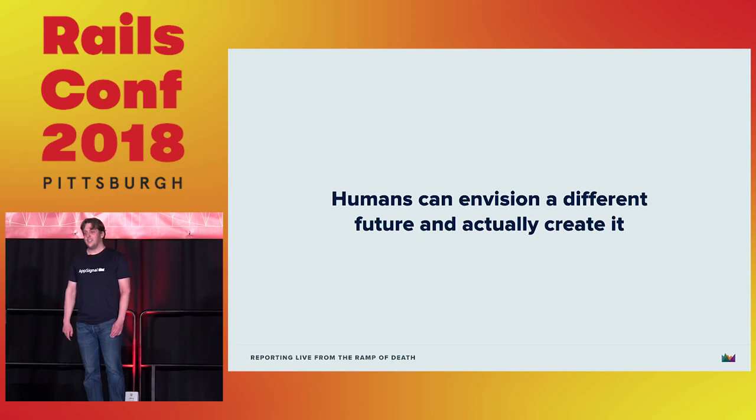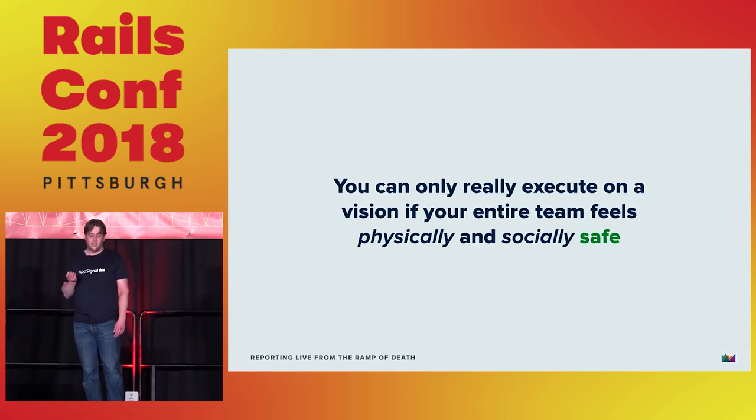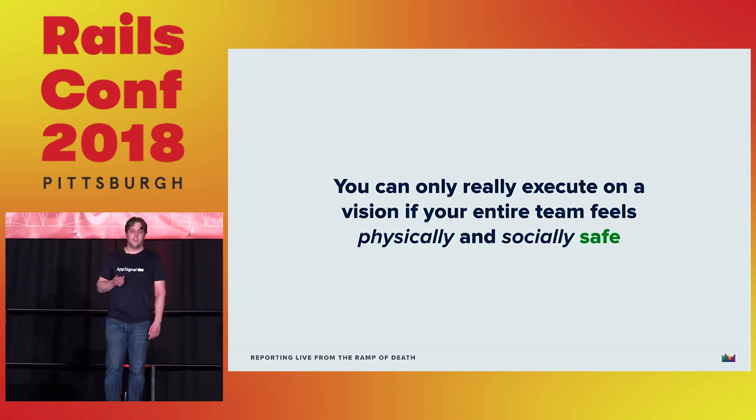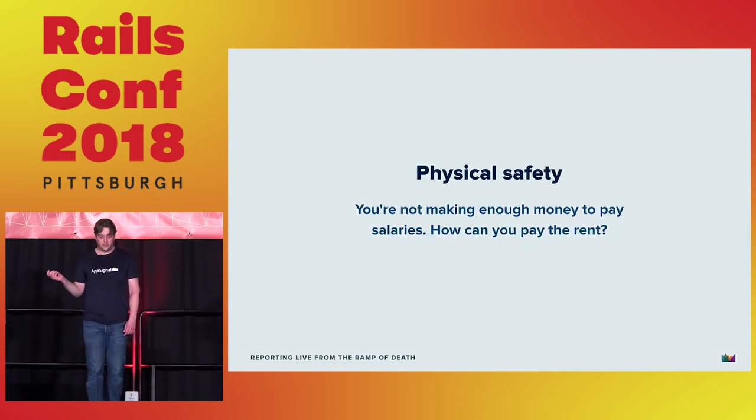So humans can actually use this cortex to have this vision and take steps to reach that. But this only works if energy is actually directed to the cortex. So you need to be physically and socially safe. And both are pretty hard if you're on the long, slow ramp of death.